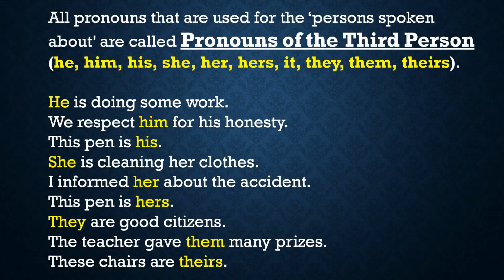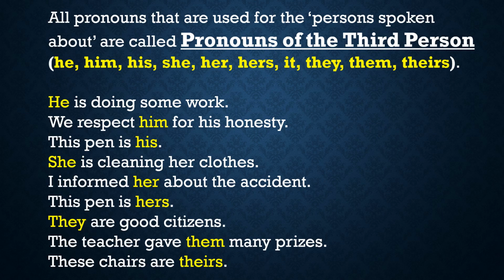All pronouns that are used for persons spoken about are called pronouns of the third person. He, him, his, she, her, hers, it, they, them, theirs are pronouns of the third person. The pronoun it is used to refer to a thing without life, an animal, or a baby.